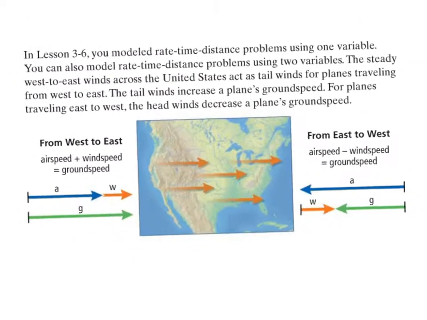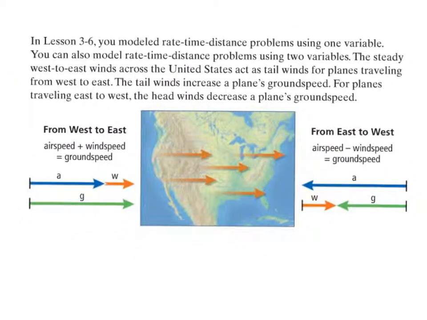All right, and you guys had so much fun on this back in Chapter 3. It's back again. In Lesson 3.6, you modeled rate, time, distance problems. Remember, that was D equals R times T. Distance equals rate times time. But you only used one variable. You can also model rate, time, distance problems using two variables.